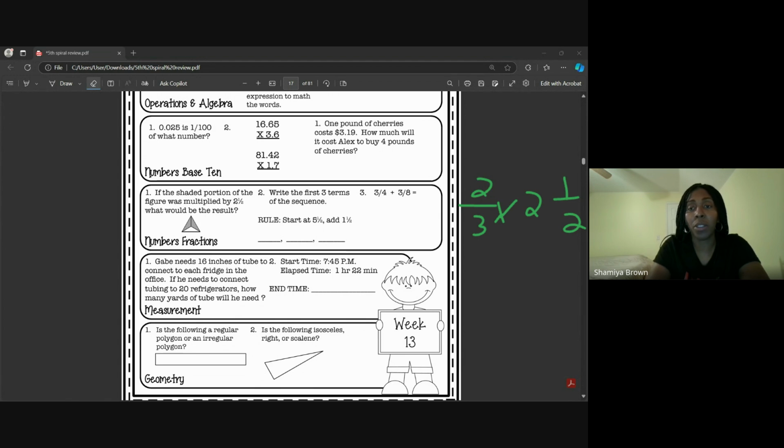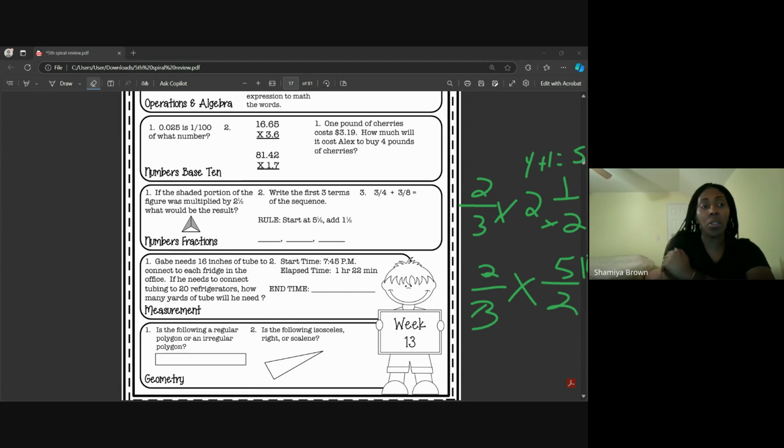So I'm going to turn this one into an improper fraction. So I'm going to multiply 2 times 2 to get 4. Then I'm going to add 1, and that gives me 5. So my fraction over here is going to be 5/2. And then 2 times 2/3. So 2 times 5 is 10. Oh, can't do that. Let me do it over here.